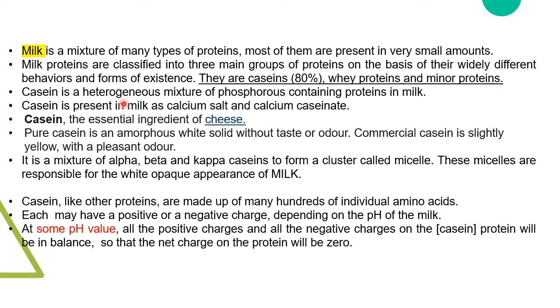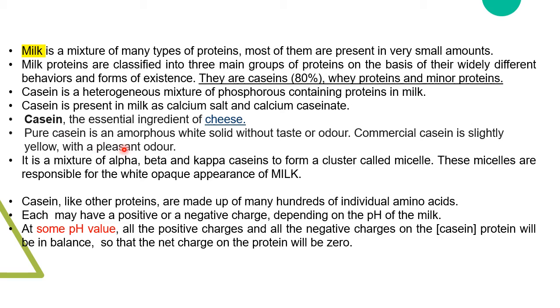Okay, so casein is a heterogeneous mixture, not a homogeneous mixture, of phosphorus containing proteins in milk. Casein is present in milk as calcium salt, calcium caseinate. It is an essential ingredient of cheese, or we can say the cheese industry. So that is why we are focusing just on casein. You should know the properties of casein and how it is precipitated, so that is why a separate video for casein.